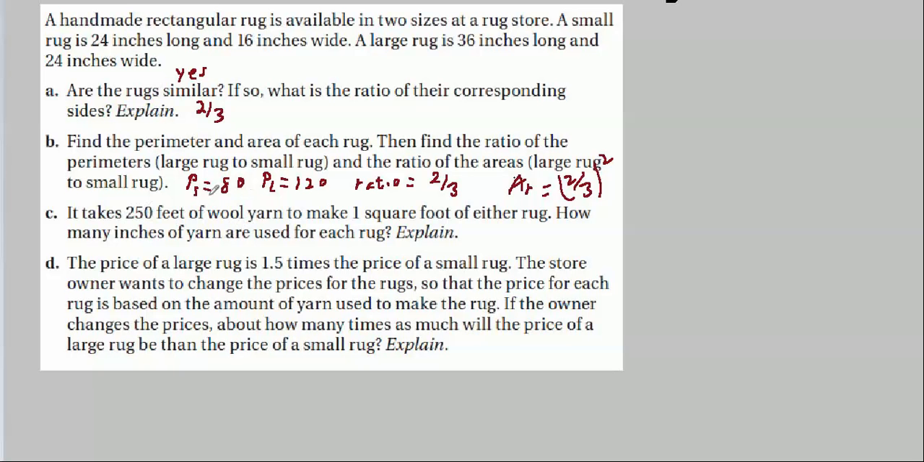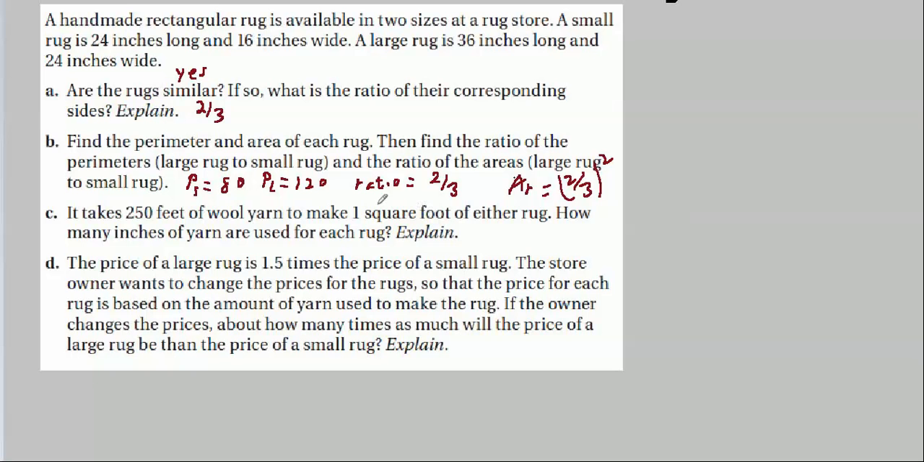Now let's see here, 250 feet of wool for each square foot, and we have our rugs in inches. So we're going to have to do some conversions here, aren't we? Which do you want to convert? We have this in inches. So if we convert this to inches, we won't have to do any more conversions. We'll just do everything in inches from there on. I guess we could do that. We'll just have some big numbers.